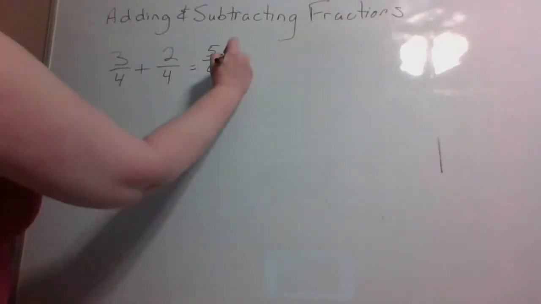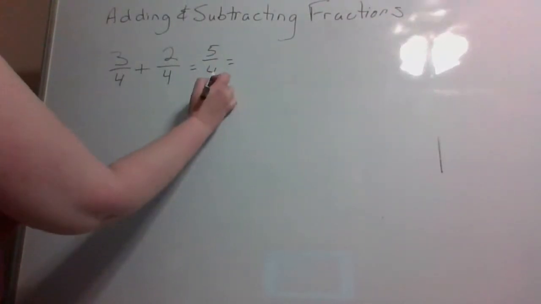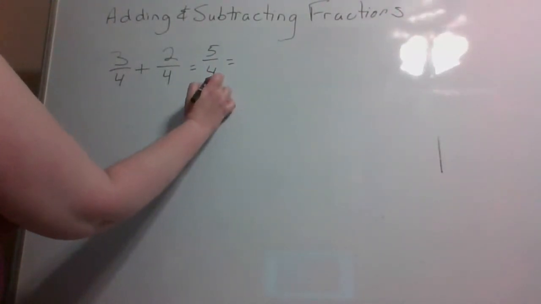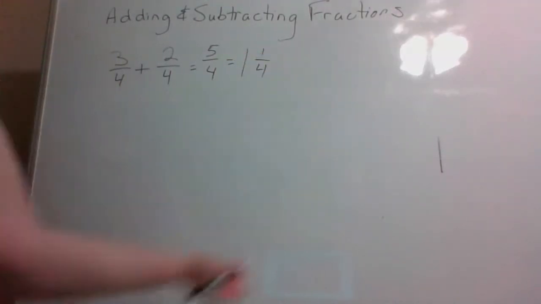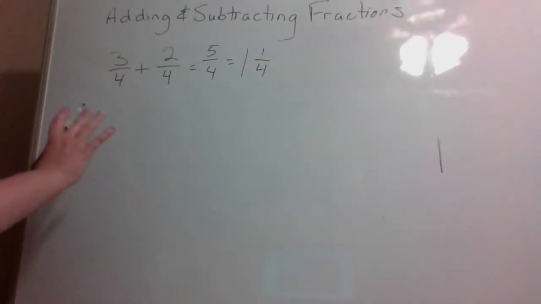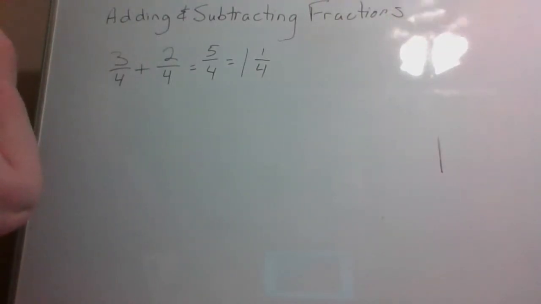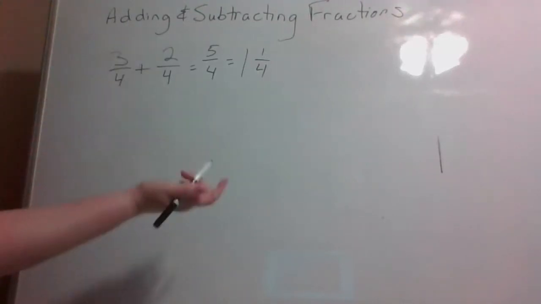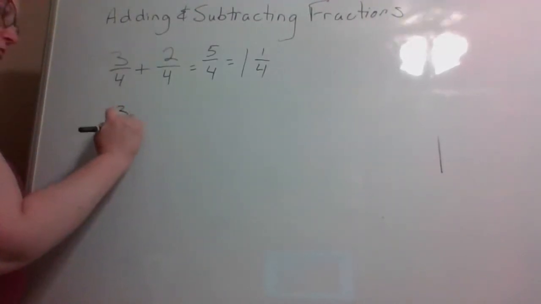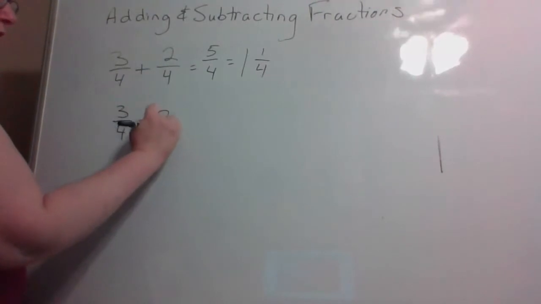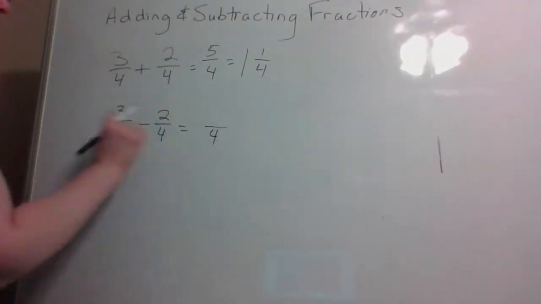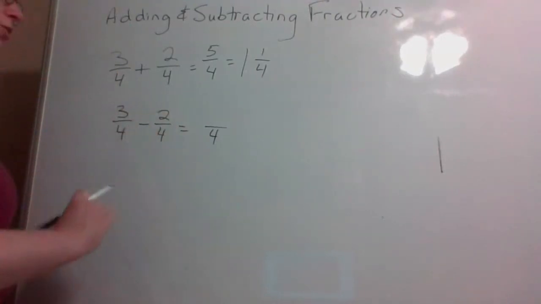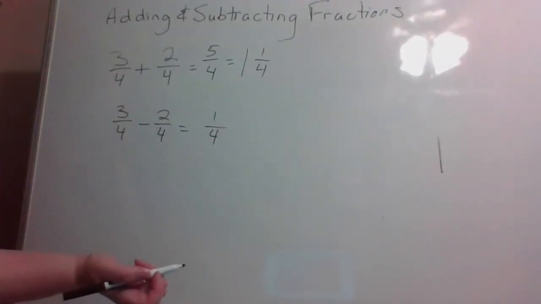We get 5/4, and then we make that proper by deciding how many times does our denominator go into our numerator and what is our remainder. So that is adding fractions if you have the same denominator already. To subtract fractions, just use those same fractions here. Our answer is still going to be in fourths. We had 3, we took 2 away, so we have 1 left.